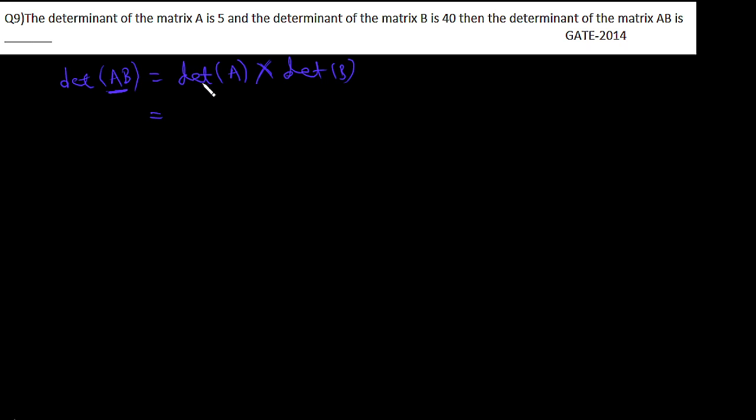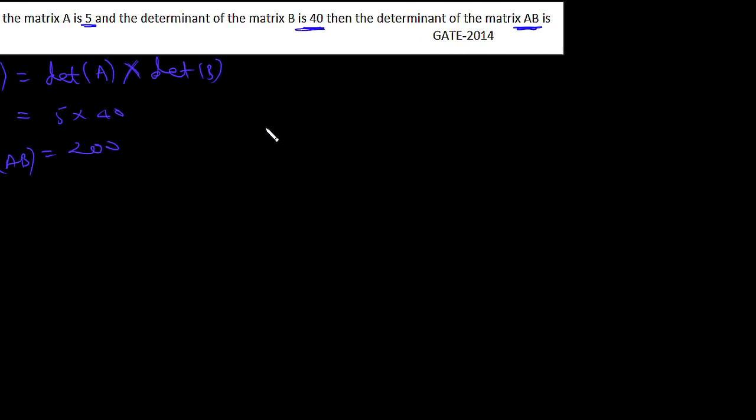Here the determinant of A is given as 5, and the determinant of B is also given as 40. So we get 200 as the determinant of the AB matrix. They are asking about the determinant of this AB matrix, so we have to write 200 because it is again a numerical answer type question. Okay, let's move to problem number 10.